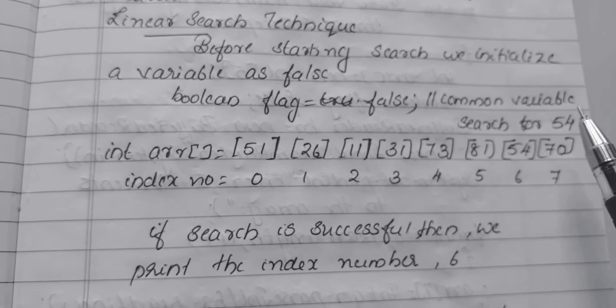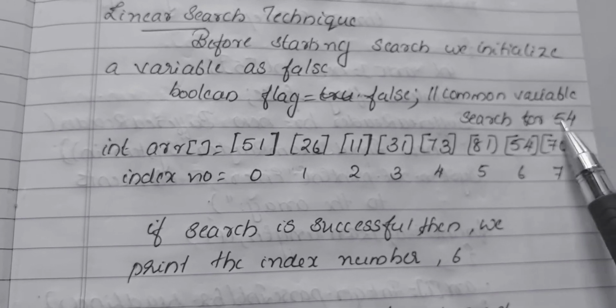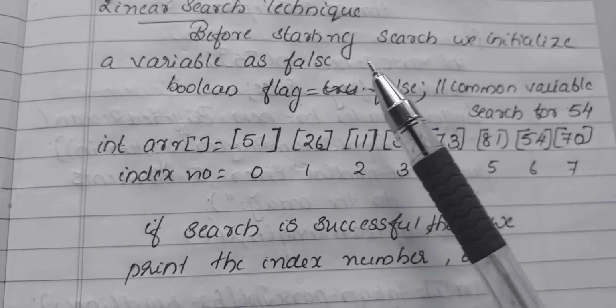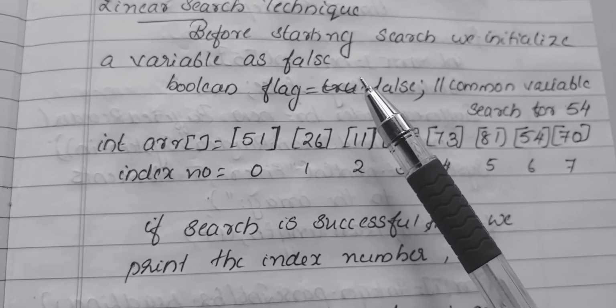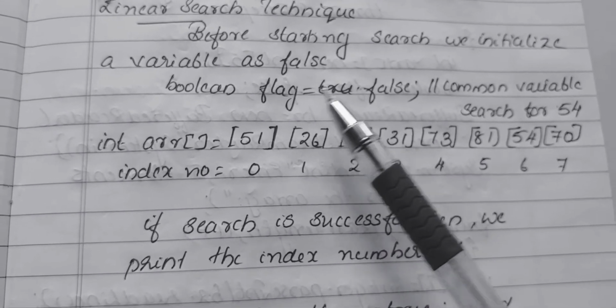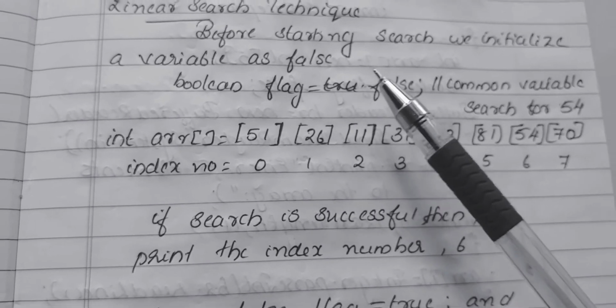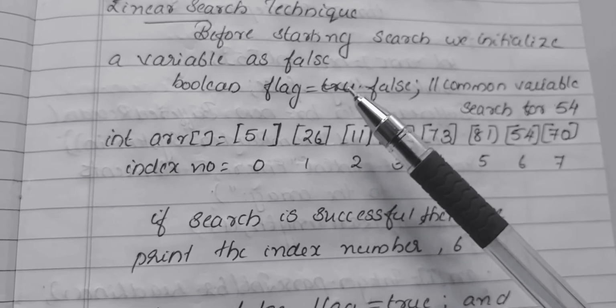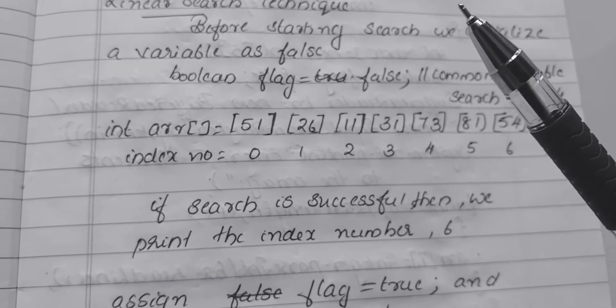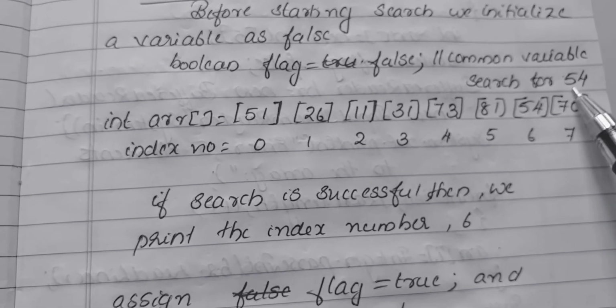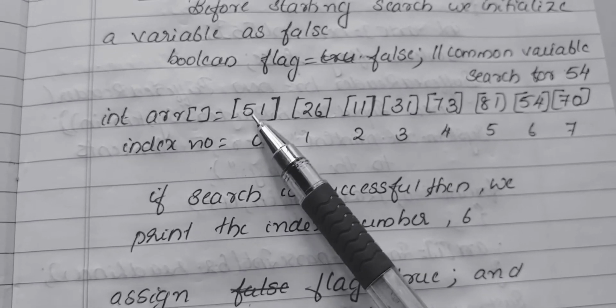First we are comparing 54, the search element. Before that, we are setting a variable named flag as false, and the data type of that variable is boolean. This is an additional variable we use in the search technique. Clear? So 54 is first compared with the first element in the array.